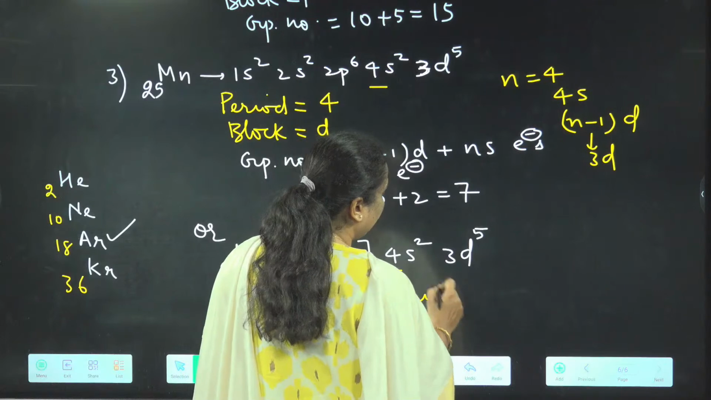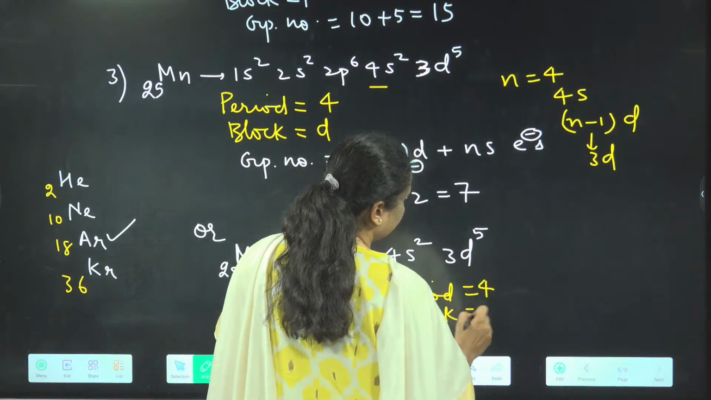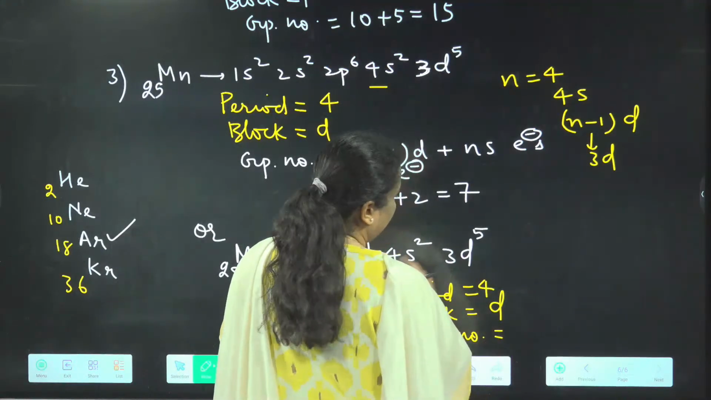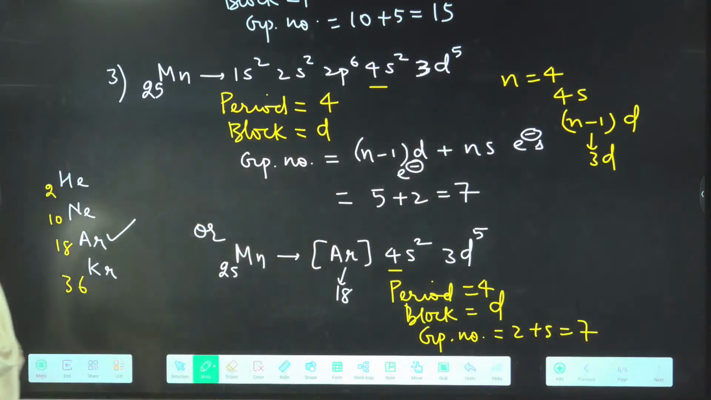Period is going to be 4. Block is going to be D block. And group number is going to be 2 plus 5, which is 7. Got it?